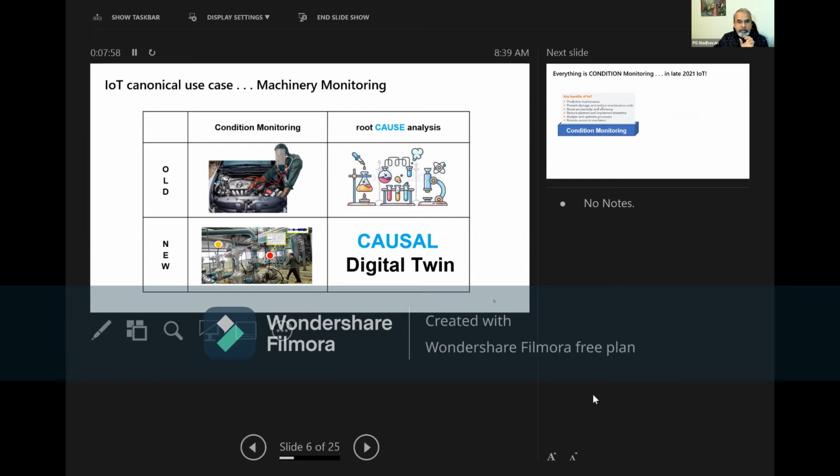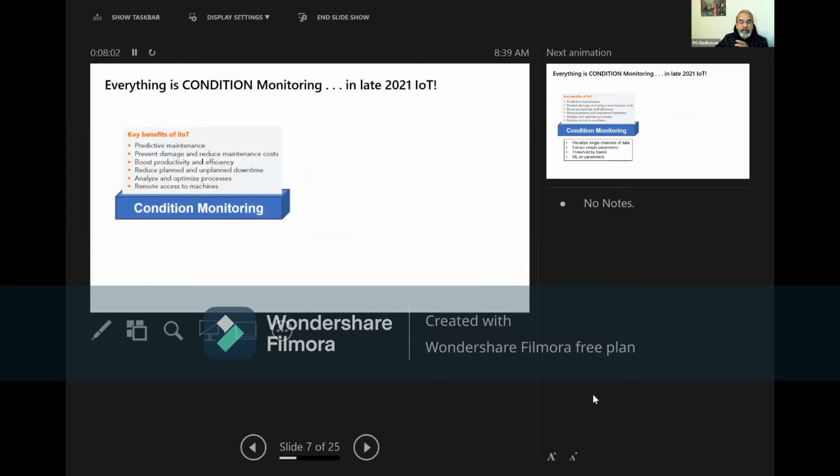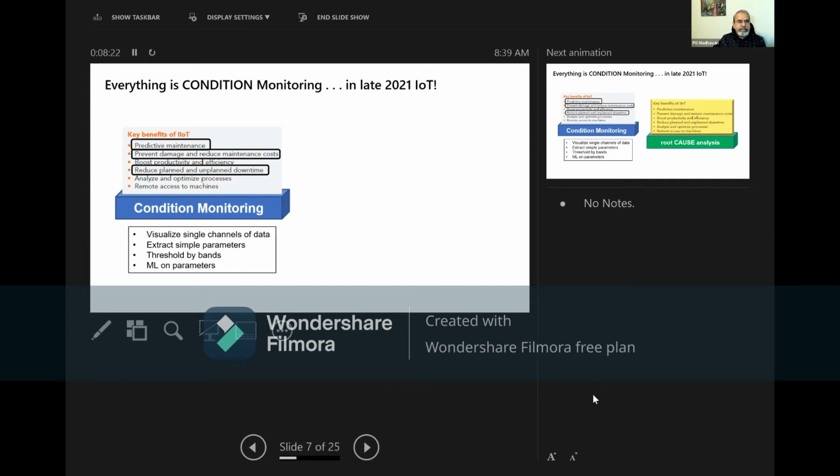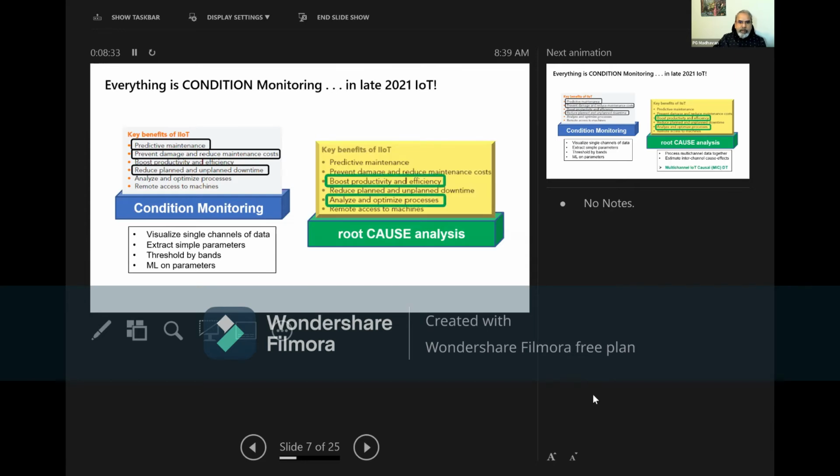So to drill that point down, this is from a recent conference. They were talking about the benefits of IoT. It's great. We do all these things. We get the data channels, we visualize it, and so on. And in my opinion, these are the key benefits from condition monitoring, but not all of them are really realizable. These three, I agree: predictive maintenance, prevent damage. Those definitely, with our current state of IoT, condition monitoring delivers. But we need to go further if we want to do productivity improvements, analyze and optimize processes, and so on.